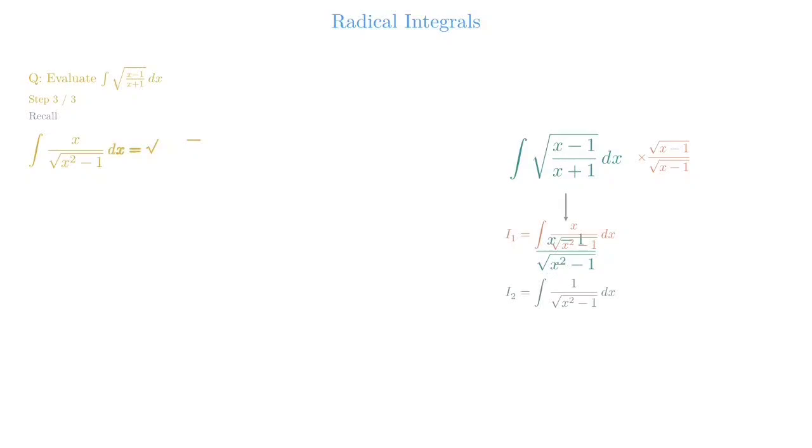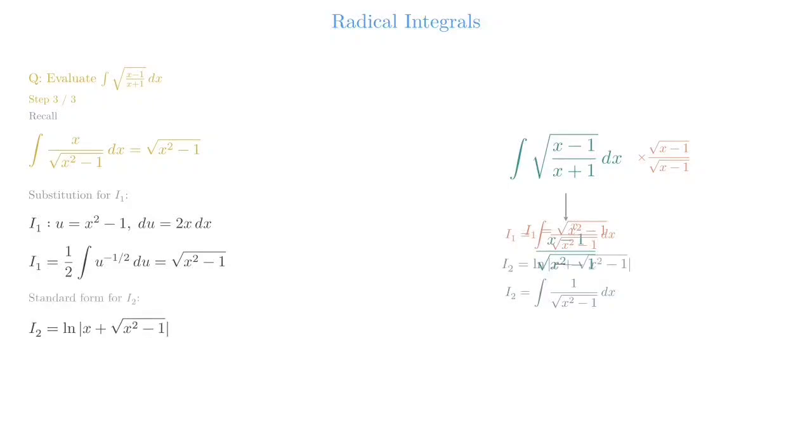Step 3. For I1, let u equal x squared minus 1. So du equals 2x dx. For I2, we use the standard logarithmic form. For I1, set u equals x squared minus 1. Then du equals 2x dx, so x dx equals 1/2 du. This becomes 1/2 times the integral of u to the negative 1/2, which gives the square root of x squared minus 1. I2 is a standard integral.